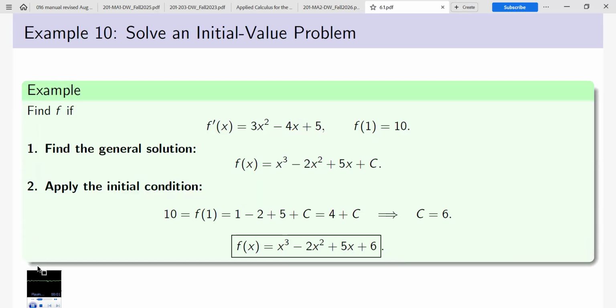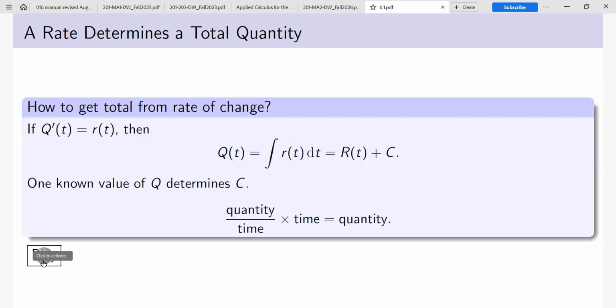We first integrate without using the condition. Substituting x equals 1 and f of 1 equals 10 gives C equals 6. The result satisfies both requirements. Applications follow the same initial value structure. Integrate the rate, use a known total to determine C, and check that the units change from rate units to quantity units.